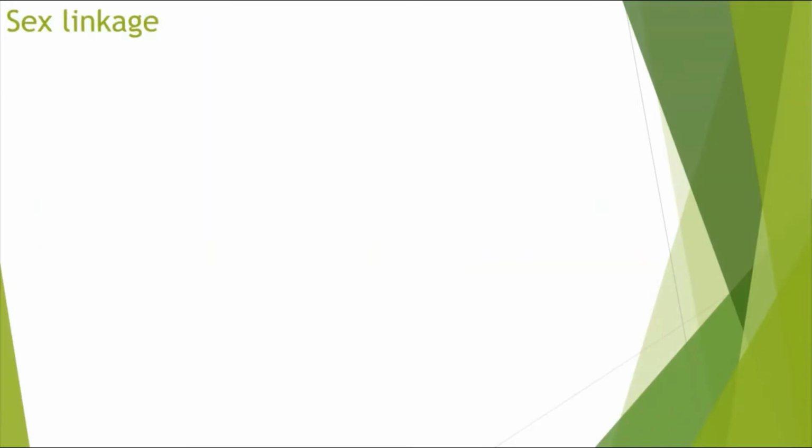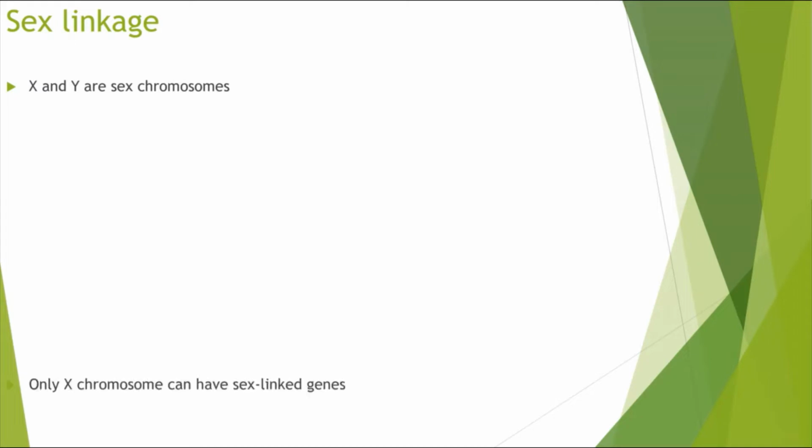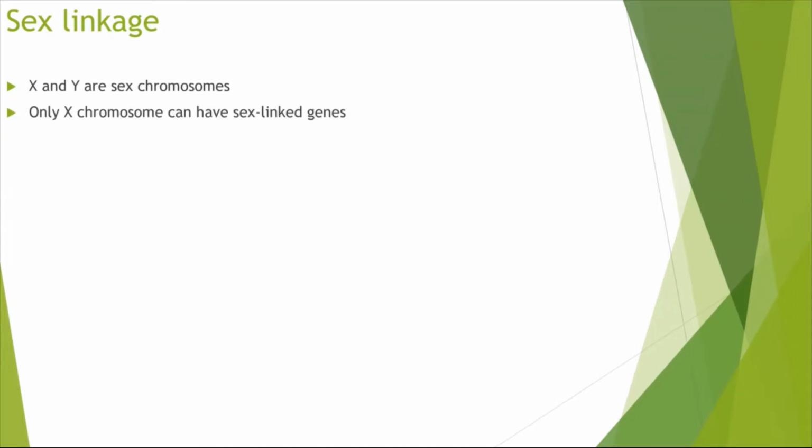Alright, so now looking at sex linkage. So X and Y are sex chromosomes. Out of the 23 pairs of chromosomes, one pair is a sex chromosome, and we can have X and Y as our sex chromosomes. Now for our spec, only the X chromosome can have a sex-linked gene.